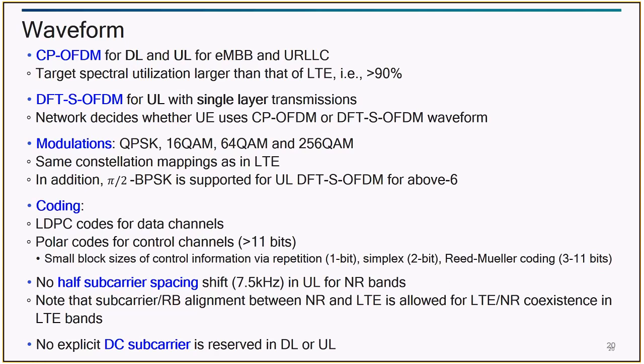From a waveform point of view, this uses CP-OFDM, but just because there is no always-on signaling, you get spectral utilization of greater than 90%. The modulation schemes are similar to LTE: QPSK, 16-QAM, 64-QAM, 256-QAM, but there is a new modulation known as π/2 BPSK, which is actually defined in the spec, and this is specifically only for greater than 6 gigahertz. That is for millimeter wave.